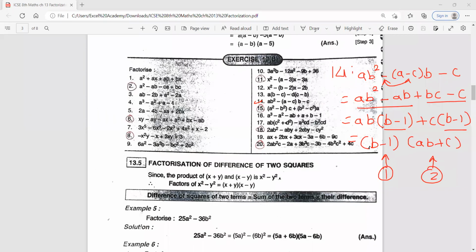Yes. So will you be able to do 16, 17, 19 here right now? Do it. Try it.